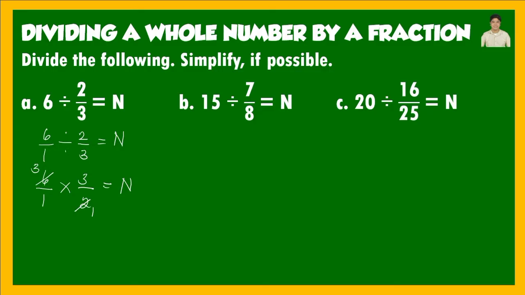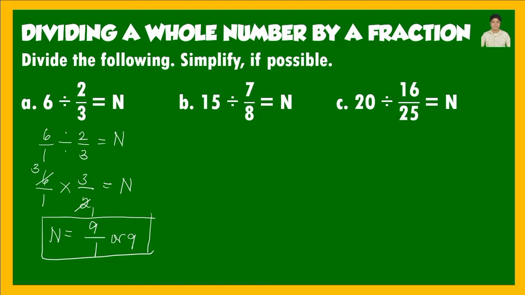Next, multiplying the remaining factors. So 3 times 3, this will become 9 over 1 times 1, 1. So n is equal to 9 over 1. So 9 over 1 can be simplified as 9. So if we divide 9 by 1, the answer is the number itself. So n is equal to 9.